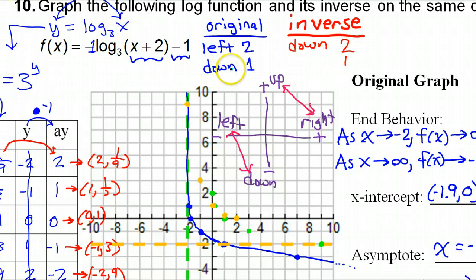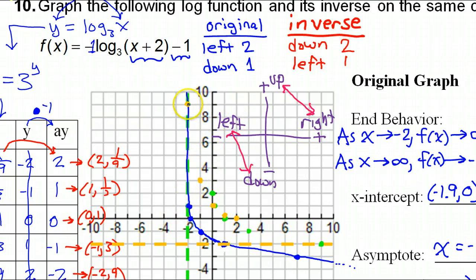Down, a negative word, will switch to the other negative word, which is left. Okay, so when I want to shift the inverse function, I'm going to move the parent function down 2 and left 1. Okay, so watch me work.